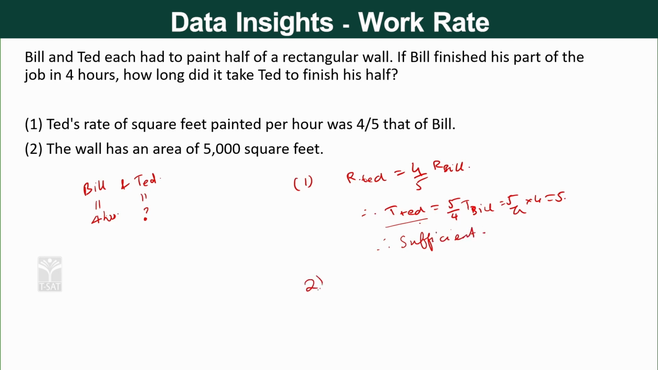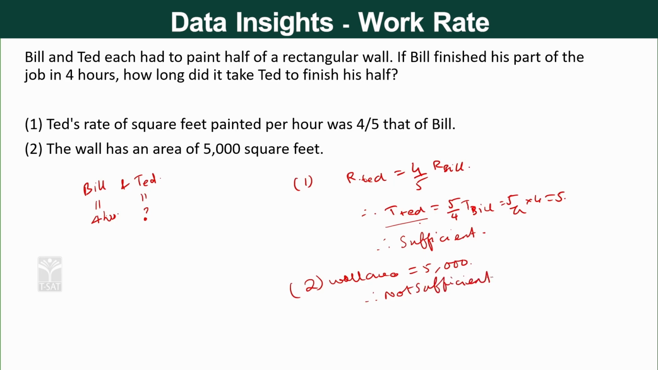Now, let us look at the second statement. The wall area is given as 5,000 square feet. This tells us nothing about the speed of Ted. Therefore, we cannot calculate how much time Ted took to finish his half. Therefore, this information is not sufficient to answer the question.